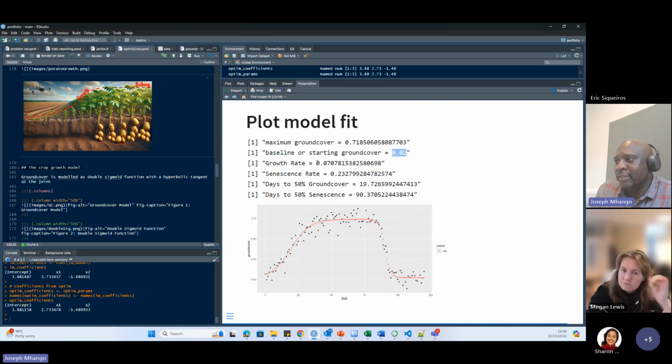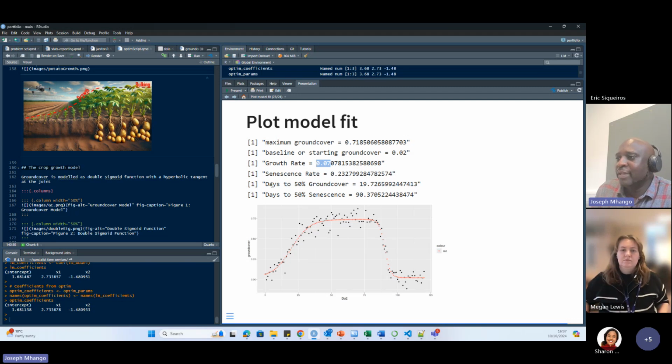And the growth rate of this crop was about 7% ground cover every day at its maximum growth rate around here. And the senescence rate was higher than the growth rate. Indeed, you can see that the growth rate is much gentler than the senescence. The senescence rate was really fast. So what this is saying is senescence was about 0.23 every day. So the ground cover reduced by this amount every single day when the crop started dying, while when the crop was growing, it was growing rather slowly.